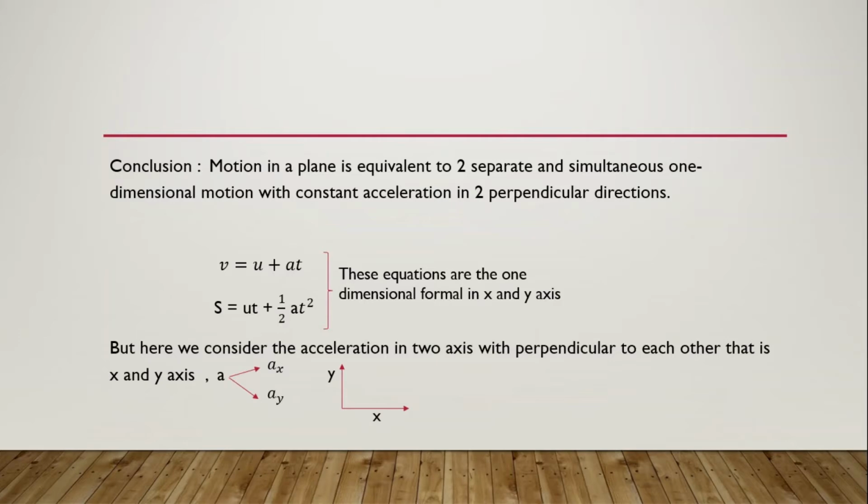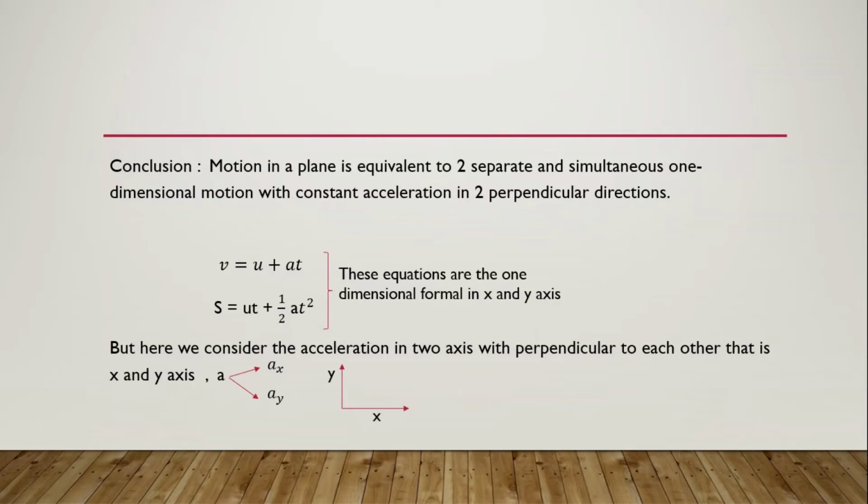That is, suppose I am considering the constant acceleration a along ax, as well as ay, right? So then the x component and y component are both perpendicular to each other, right? So both are perpendicular to each other. Therefore this concludes that motion in a plane is equivalent to two separate and simultaneous one-dimensional motions with constant acceleration in the two perpendicular directions. I hope it is clear to you.